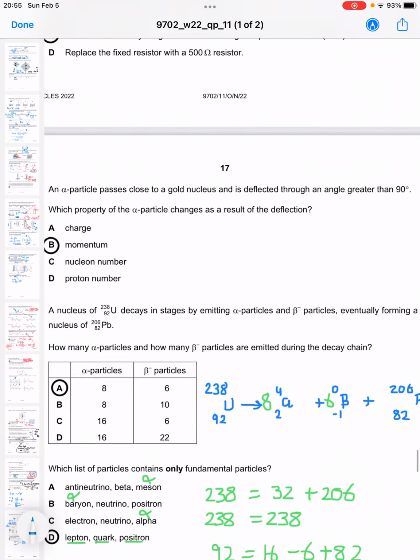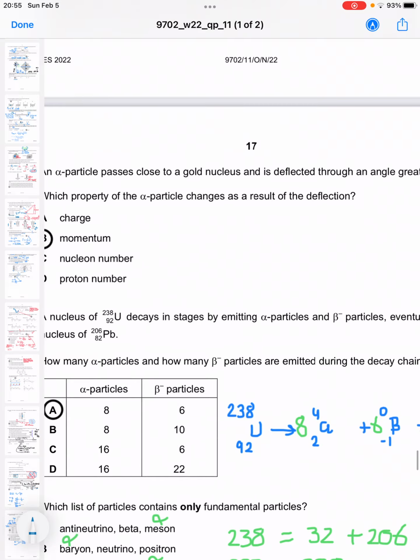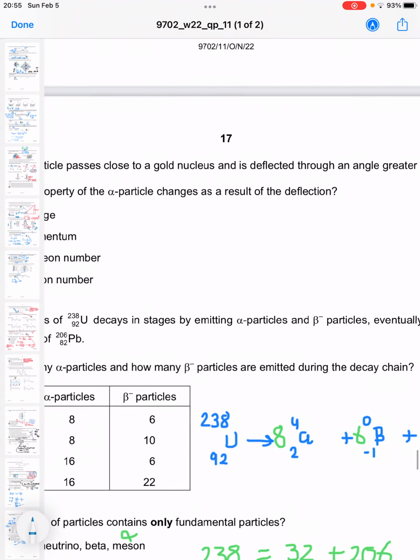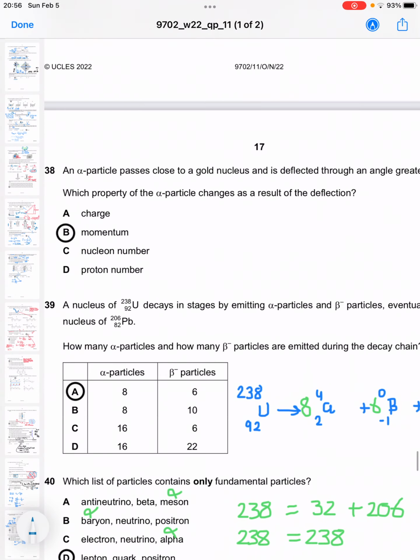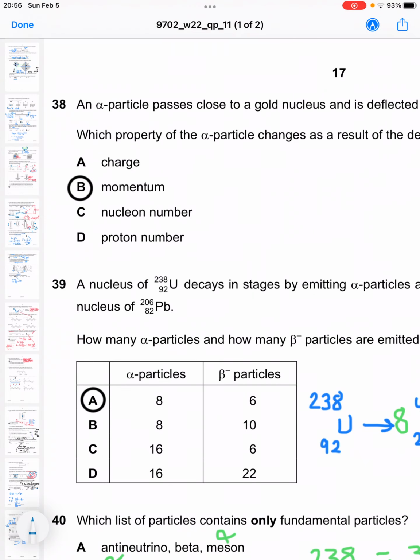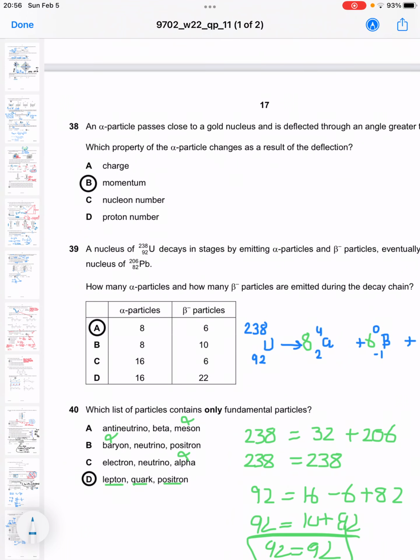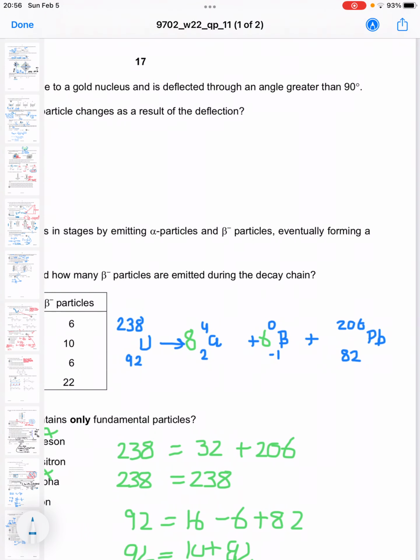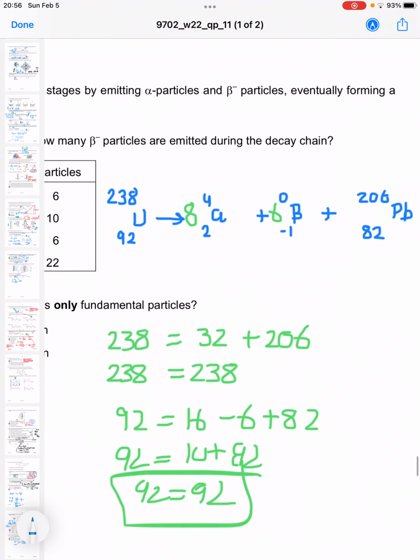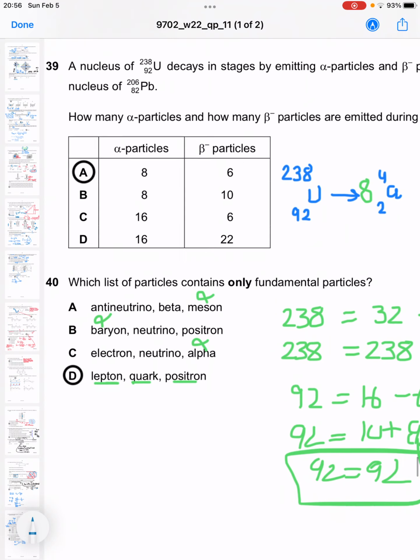Question number 39 says that a nucleus of uranium-238-92 decays, emitting alpha and beta particles, forming lead-206-82. How many alpha and beta particles are emitted? So just see part A says 8 and 6, placing it up so that it equalizes both the mass number and the charge number, so A is the appropriate answer.